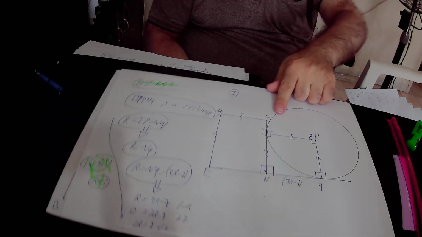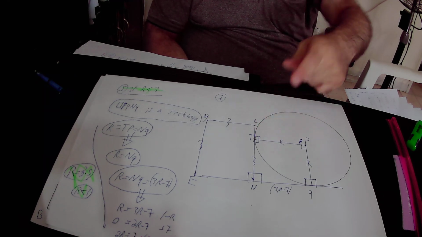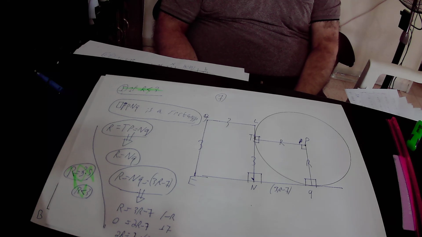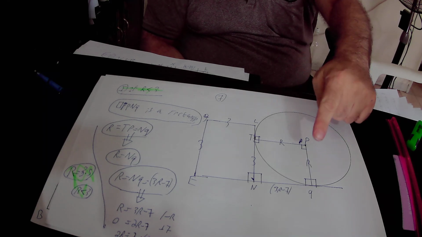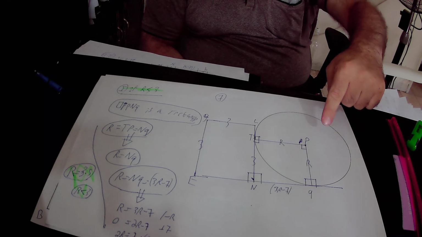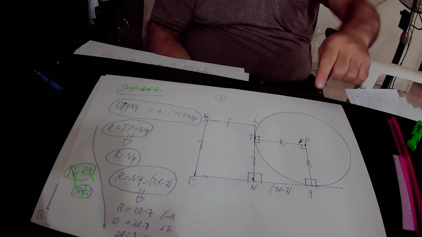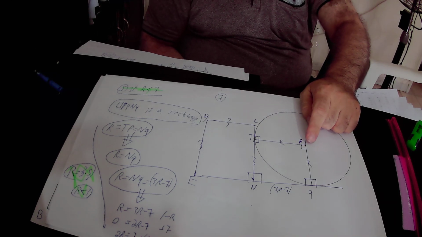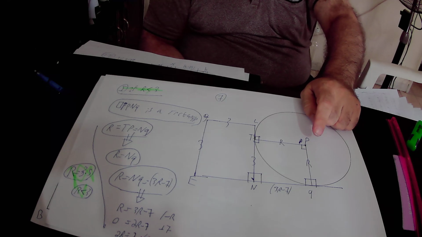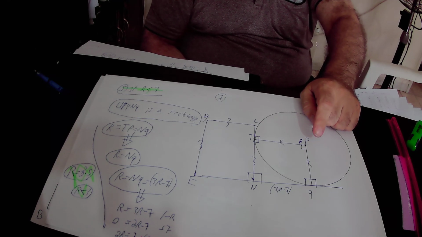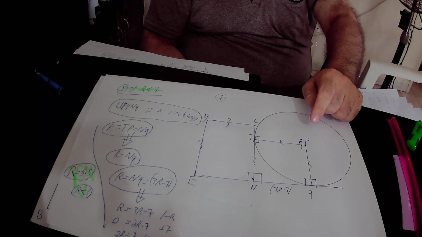So here we have this angle equals to 90 degrees according to rule number 1. So inside quadrangle PTQN, we have 1, 2, 3 right angles. Therefore, the fourth angle must be equal to 90 degrees also. So inside quadrangle PTQN, we have 4 right angles.